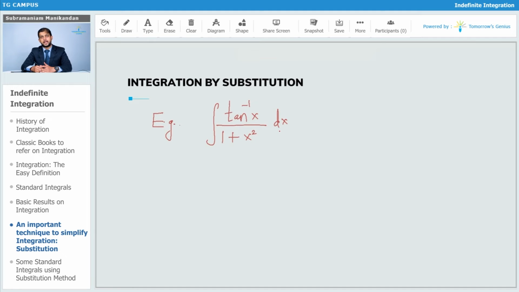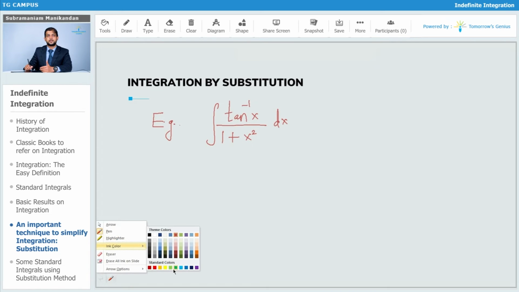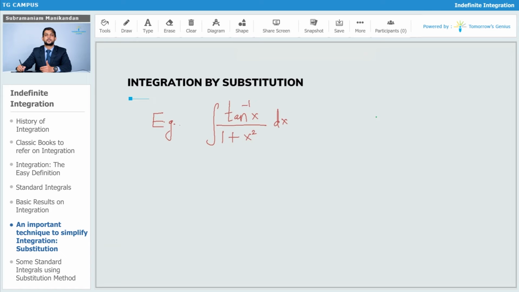Well, if you want to differentiate tan inverse x by 1 plus x square, it will be very easy using the quotient rule. However, there is no equivalent of quotient rule in integration, and therefore you cannot present a rule for the integration of a function of the type u upon v. However, if you have a function such as tan inverse x divided by 1 plus x square, and by remembering that the derivative of tan inverse x is the function 1 upon 1 plus x square, we can simplify this integration. How? By substituting another variable, say t, as tan inverse x.